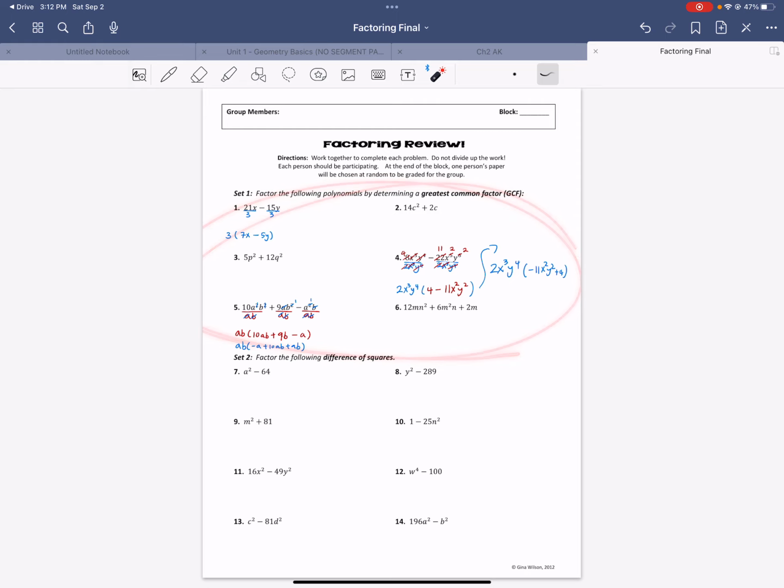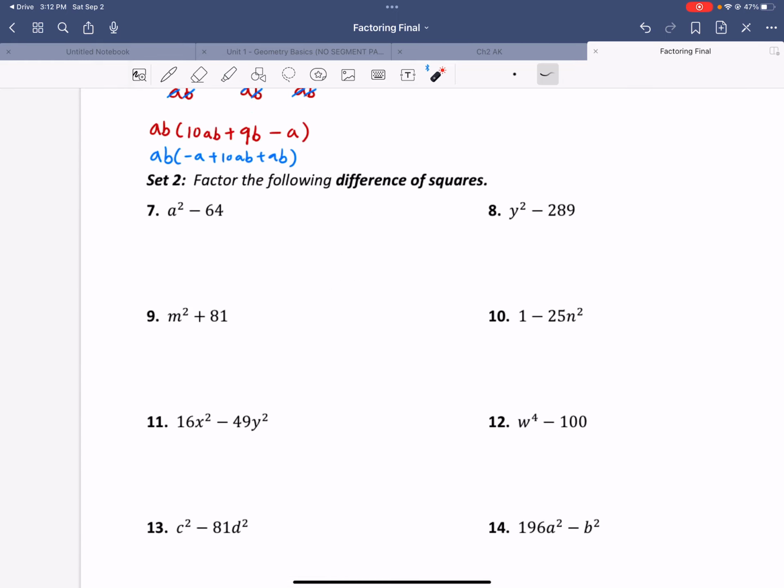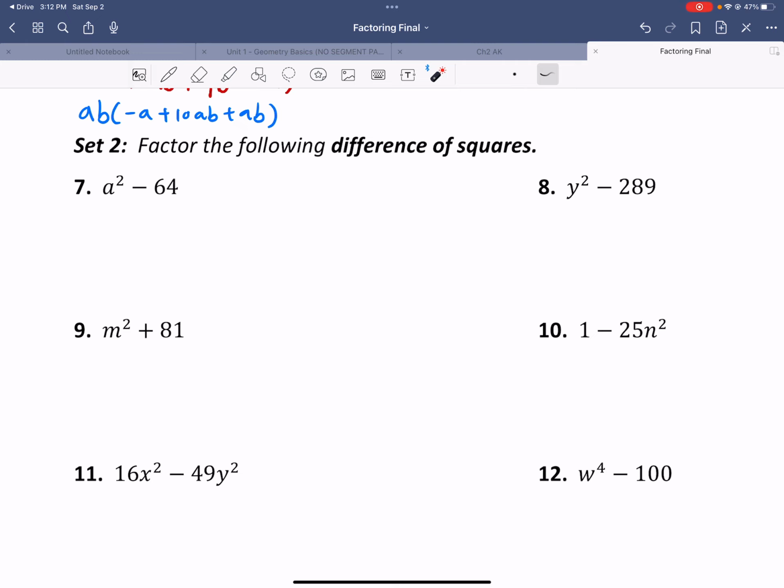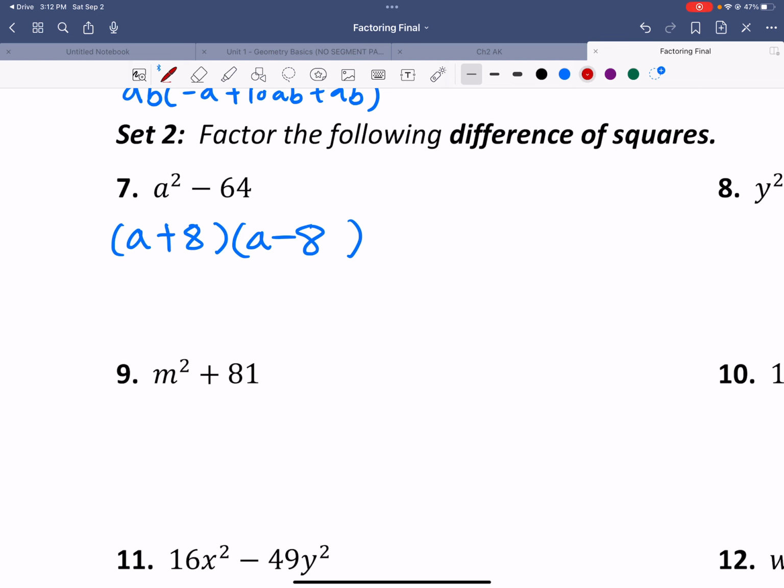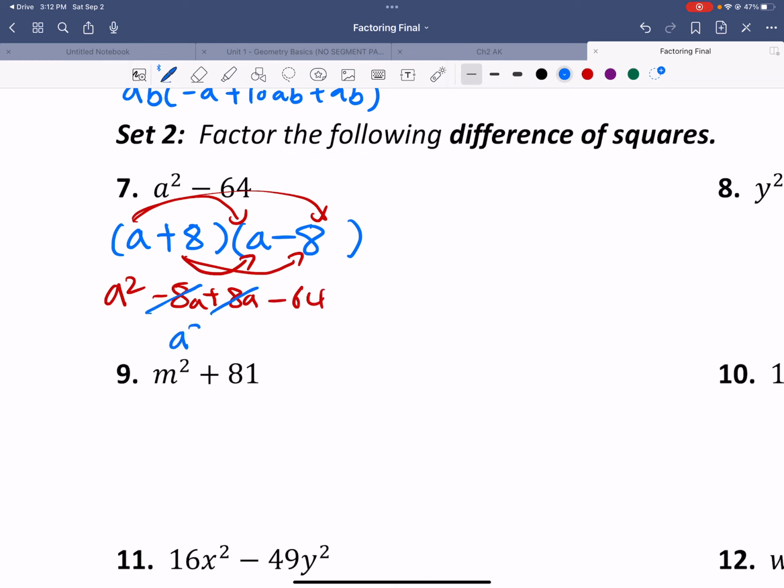So that's about GCF, what you've got to know. Now let's go to the difference of squares. As you know, a squared minus 64, you set up 2 parentheses. It's going to be a plus 8 and a minus 8, because 8 times 8 is 64. Now, 8 times a, you get a squared. Negative 8 times a is negative 8a, positive 8 times a is plus 8a, and 8 times negative 8 is negative 64. As you can see, these 2 disappear, and you get a squared minus 64. So keep that in mind.